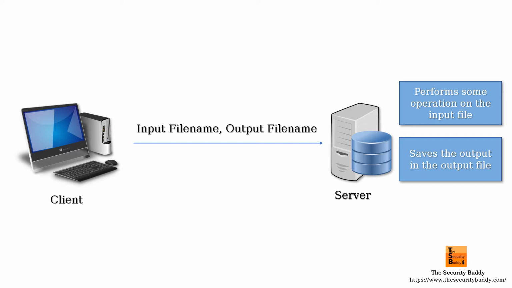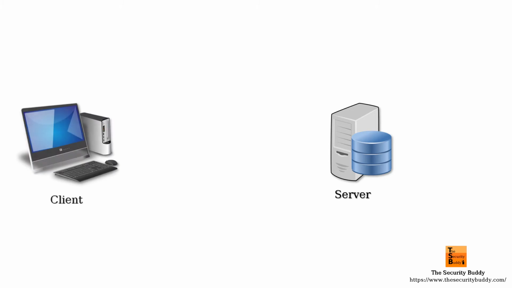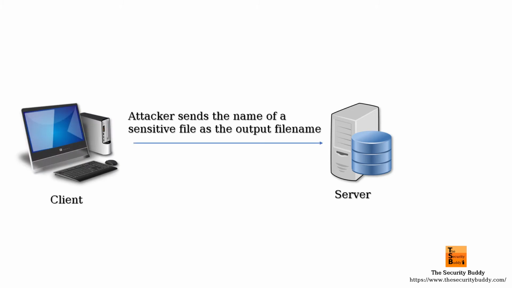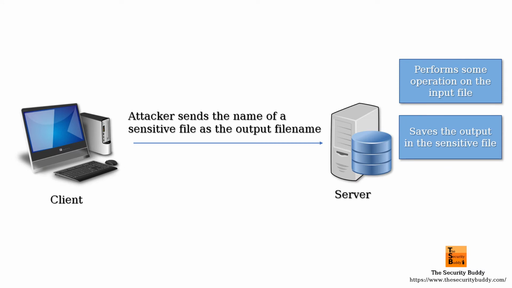A malicious attacker wants to overwrite a sensitive file on the server. Now, the server has access to the sensitive file, but the client does not. So, the attacker sends an input file to the server and gives the name of the sensitive file as the name of the output file. So, the server performs the required operations on the input file and stores the output in the output file. But the attacker has given the name of the sensitive file as the name of the output file. So, the server overwrites the sensitive file, which it otherwise will not do.